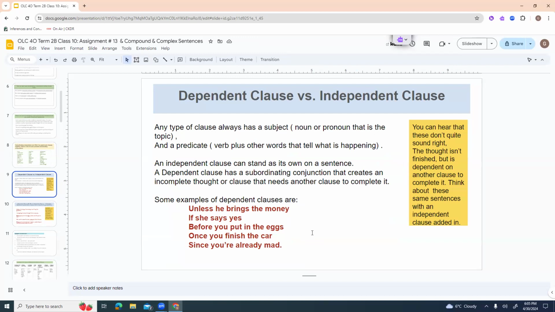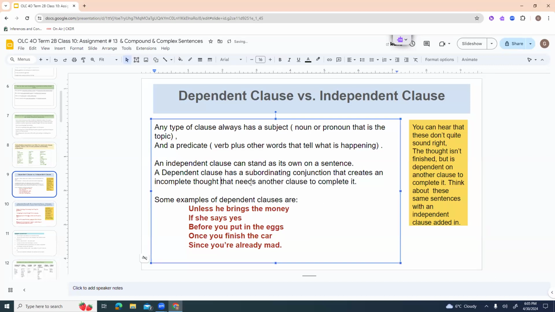So to be able to use subordinating conjunctions correctly, you kind of have to know the difference between a dependent clause and an independent clause. Any type of clause always has to have a subject, like the noun or the pronoun, and then a predicate, which is just a verb or other words that are telling what's happening. An independent clause can stand on its own as a sentence. A dependent clause has a subordinating conjunction at the front of it that creates an incomplete thought that needs another clause to complete it.